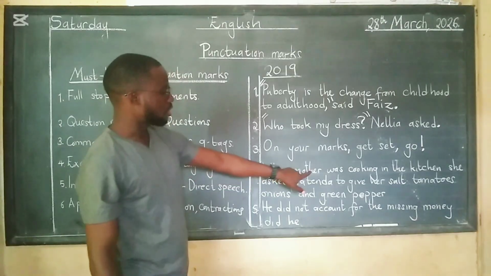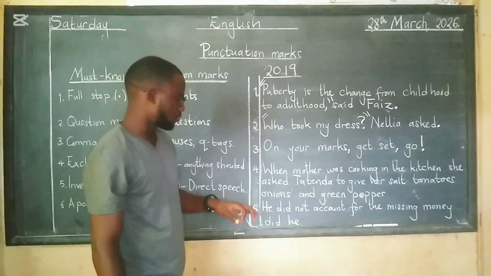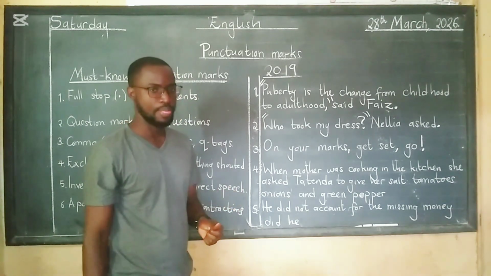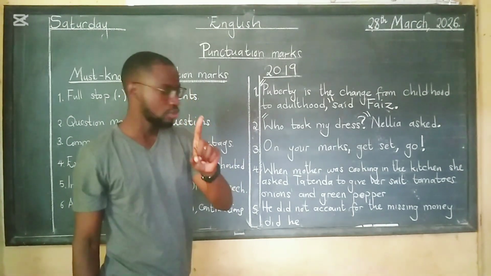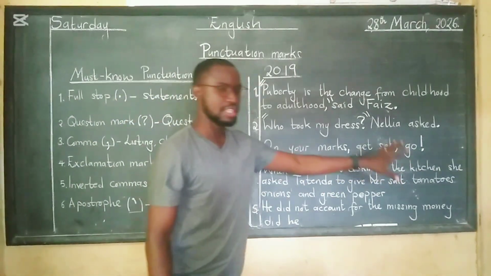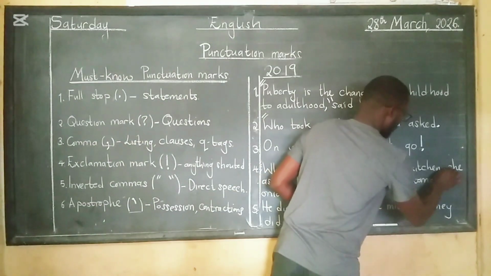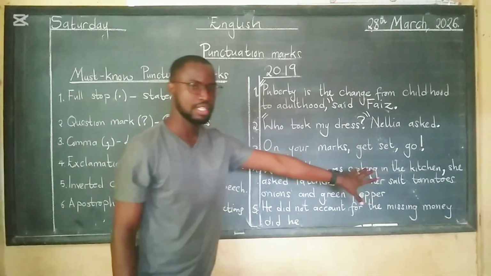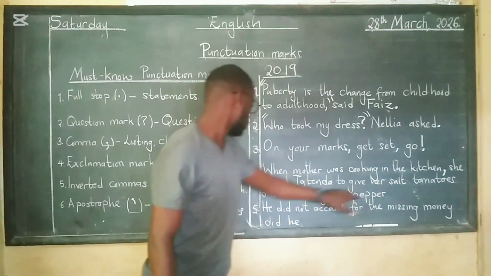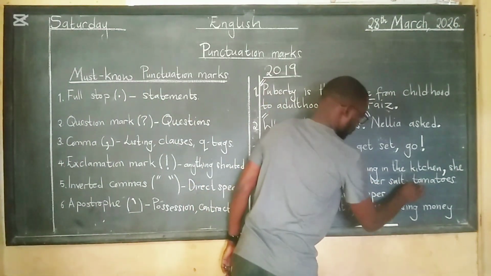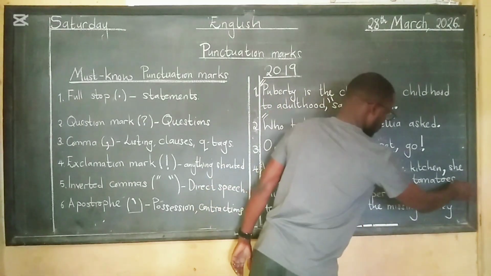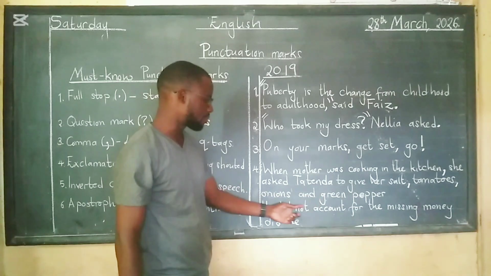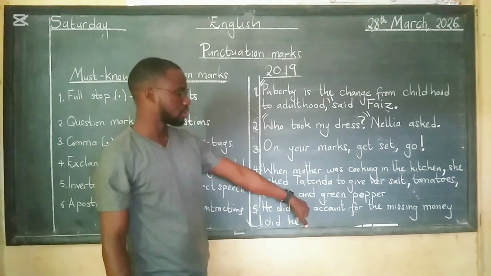Number 4, when mother was cooking in the kitchen, she asked the tender to give her salt, tomatoes, onions, and green pepper. So for this one, first thing first, there's a clause. When mother was cooking in the kitchen, comma, she asked the tender to give her salt. Now this part, there's a listing. Salt, comma, tomatoes, comma, onions and green pepper. This part already has the "and", so we don't have to put a comma there.